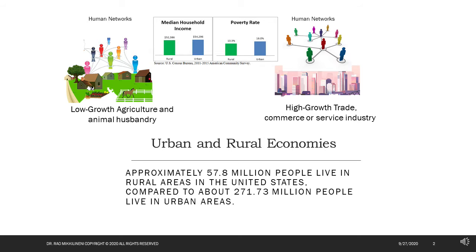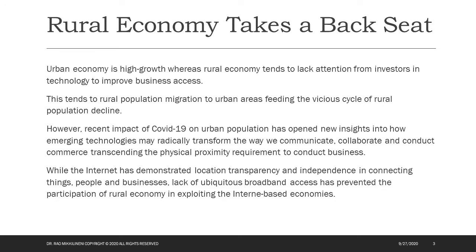Businesses tend to invest in high-growth areas and often lack incentives to provide required capital to low-growth and less populated areas, where both the lack of scales of economy and lack of opportunities to increase efficiency using technology discourage profit-oriented businesses. This leads to rural population migration to urban areas, feeding the vicious cycle of rural population decline.